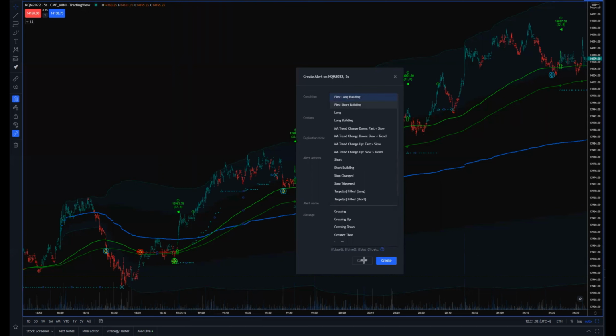This one over here is not a first long because you were already in a long. This one here is not a first long because the trend is still up. So this isn't the very first long. This is not the very first long either because the trend is still up. Same with this one up here. So only the very first one in a newly established and confirmed long trend is this bright green color.